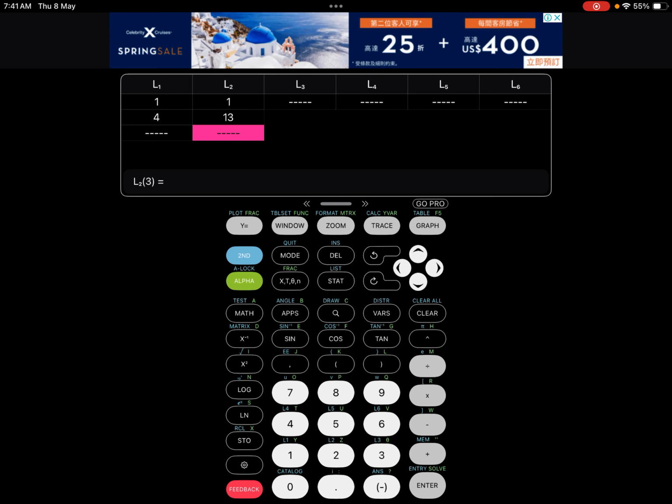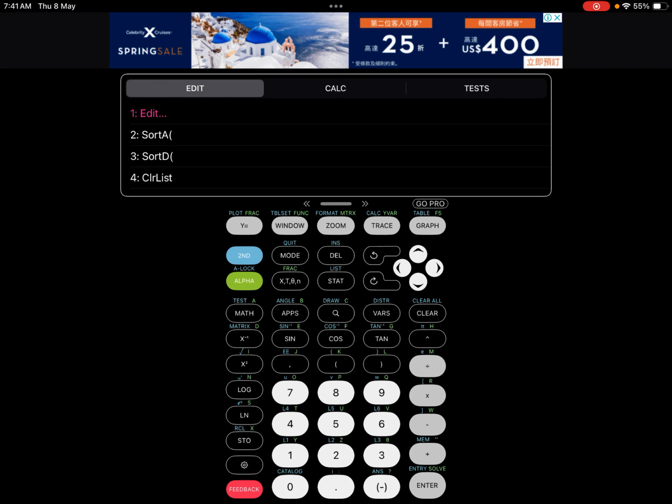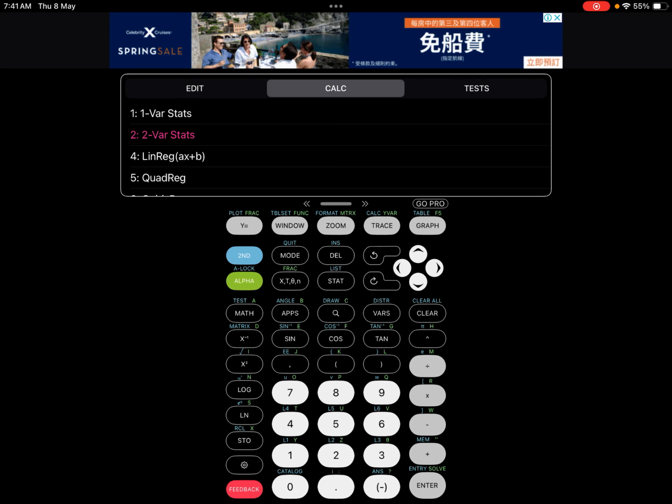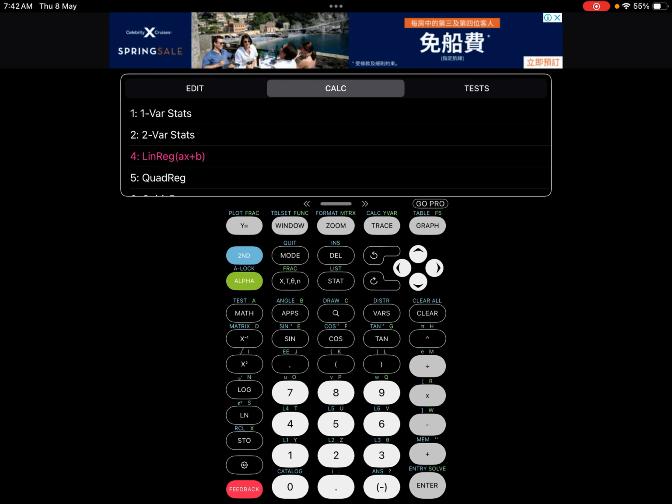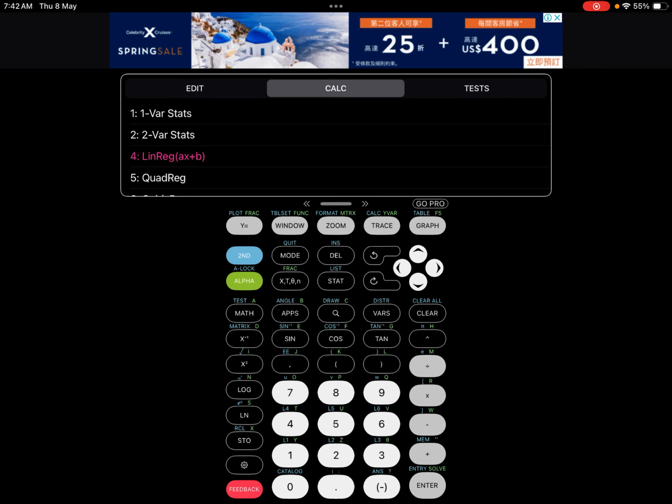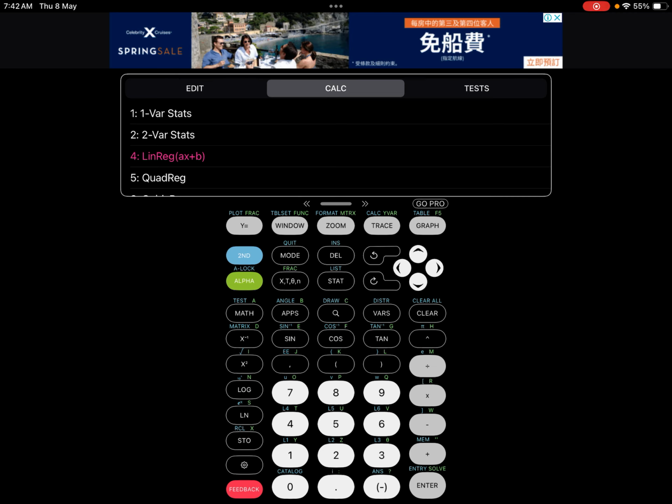Okay, and what I want to do is go to stat again, then go to calc. I'm going to choose this function, which is linear regression. Now we have done linear regression. Basically what it does is that it creates the line of best fit given the points, and in this case we only have 2 points, so technically you should form a line with 2 points. So the calculator tries to find you the equation of the line, and what it shows on the calculator will look something like this.